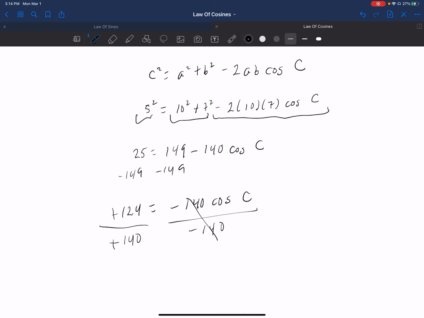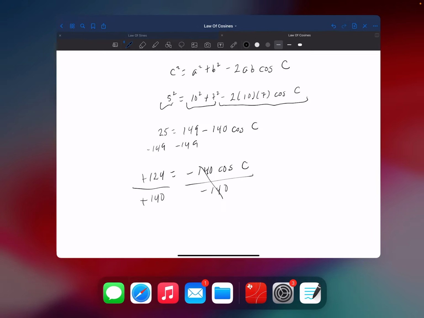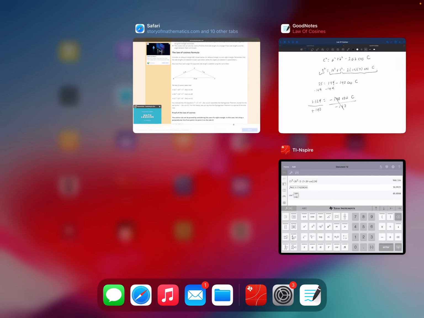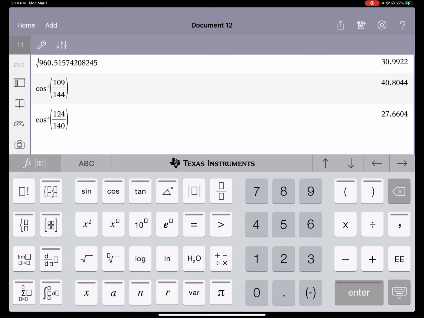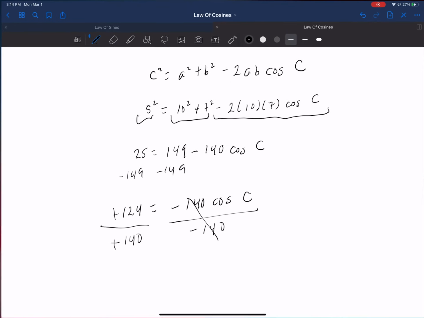As you can see, they're both negative, so I can make it into a positive. And then all I have to do is go to my calculator and find the inverse cosine of 124 over 140. Inverse cosine of 124 divided by 140. Then that will give my answer in degrees, so it's about 27.66 degrees.